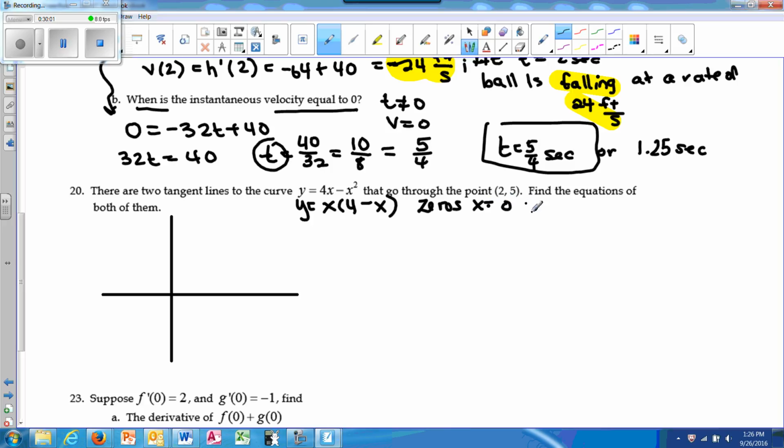Finally, there are two tangent lines to the curve that go through (2, 5). Find the equation of both of them. Notice that this does not say that (2, 5) is on the curve. It says that there are two tangent lines that pass through that particular point.